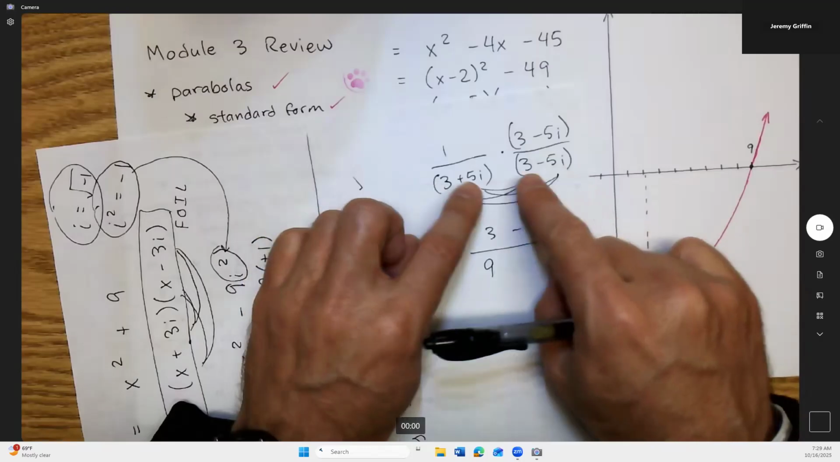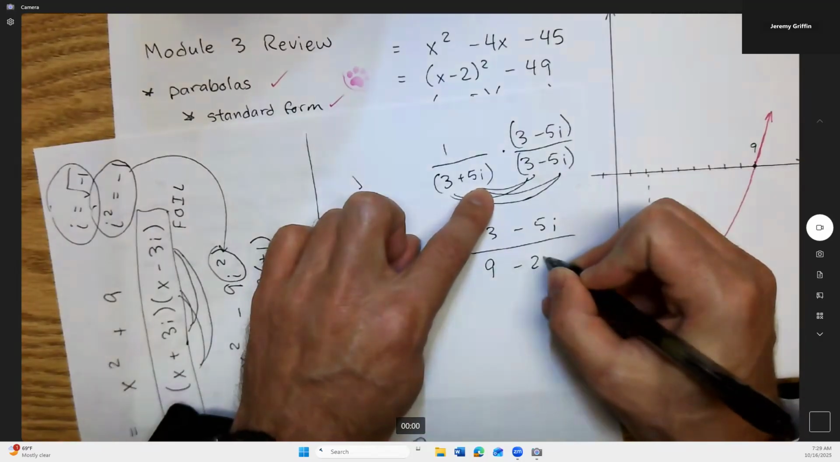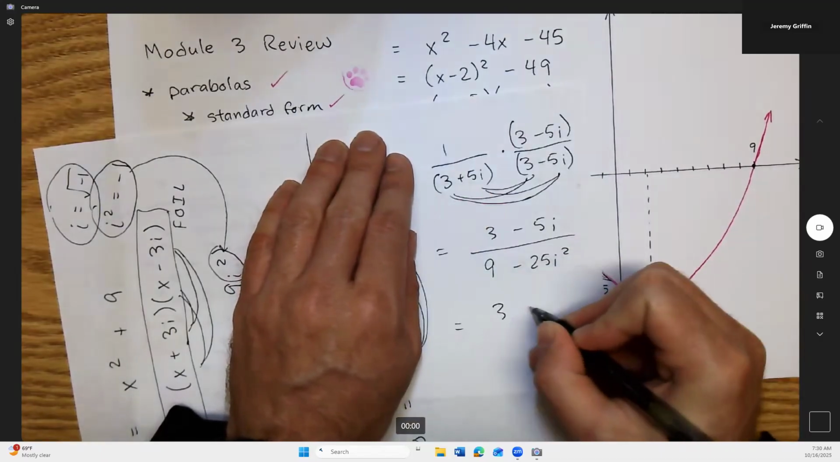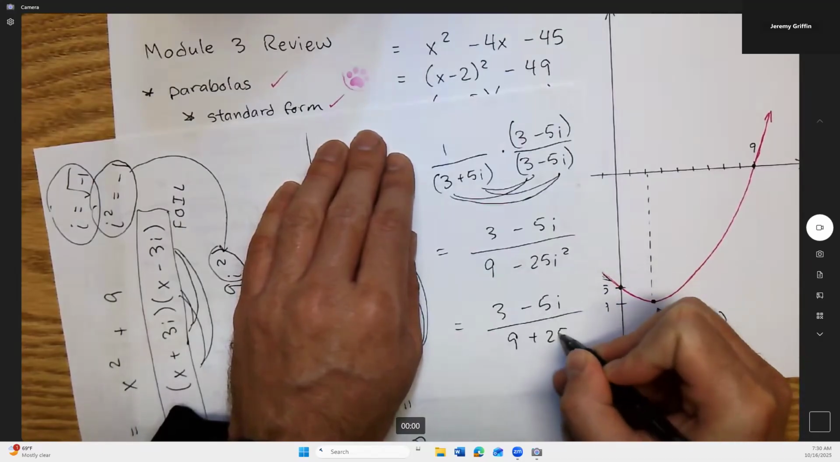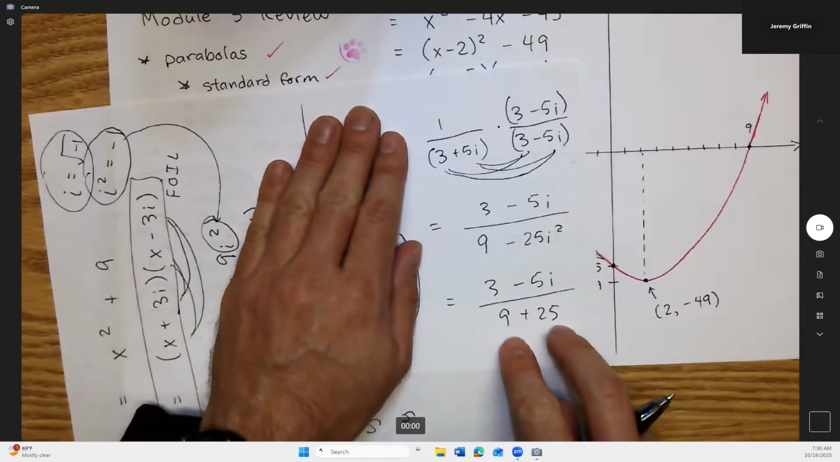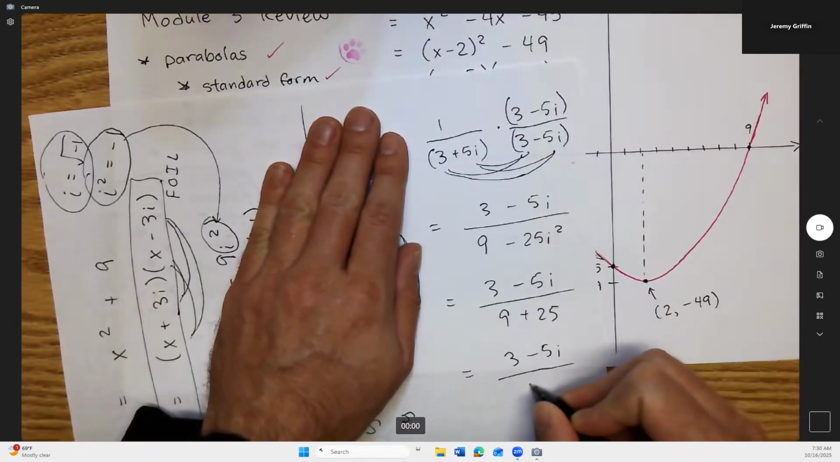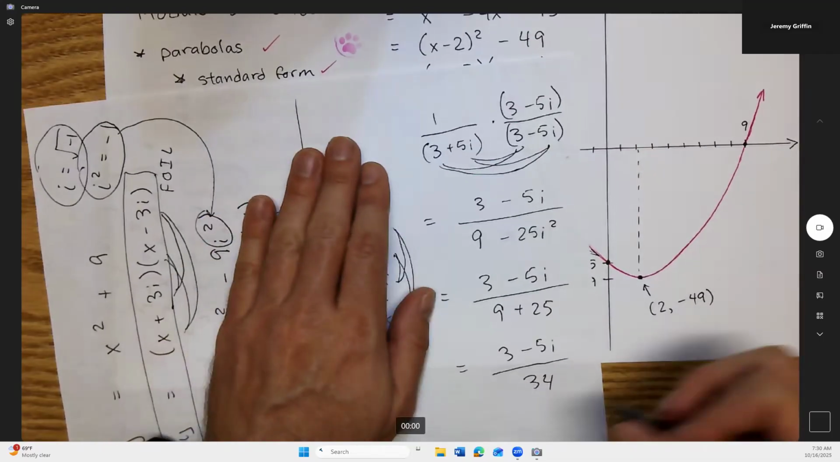So 15i minus 15i zeros out. Then you got minus 25 i squared. Remember, i squared is -1. So it's the same thing as, okay, here's my denominator. This is 9 plus 25. And then you can actually add those together. What would that be? 34, I think. So this is 3 minus 5i over 34. Okay, so that's how you find a complex conjugate.